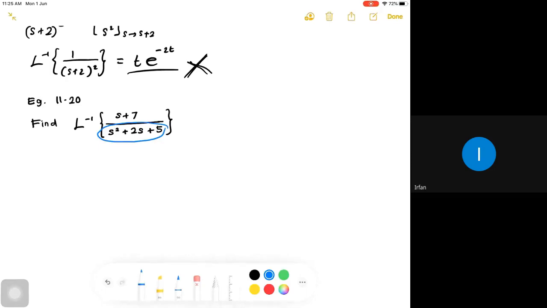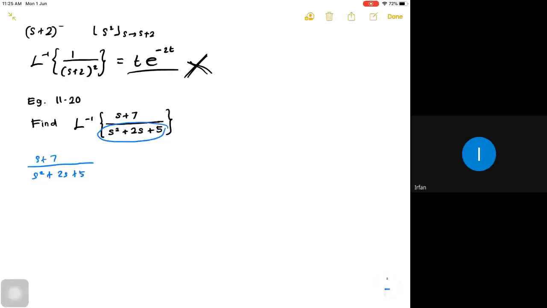Okay. So we just consider the inside of the bracket, s squared plus 2s plus 5. We can simplify it into (s plus 1) squared plus 4. This depends on your experience of how to simplify it. Actually, this (s plus 1) squared is part of this function. Okay.